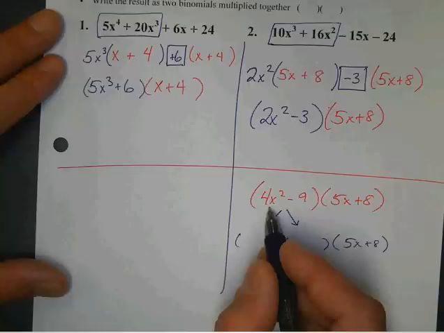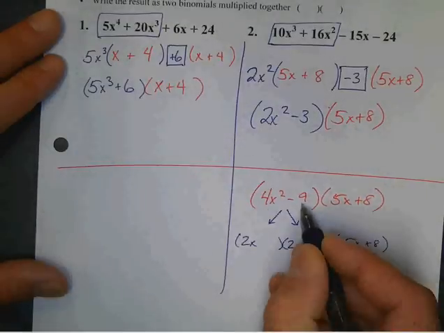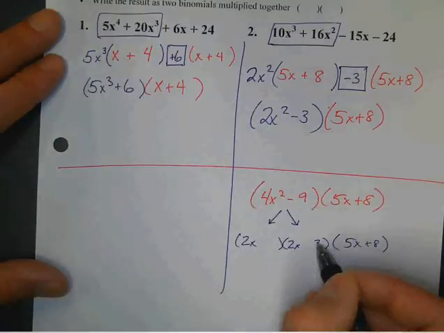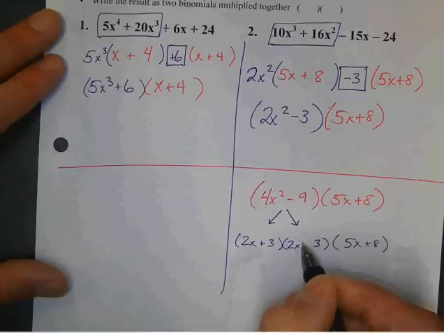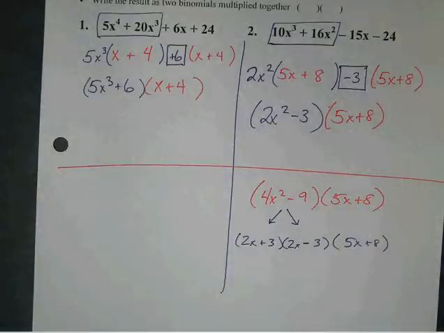What times itself is 4x squared? 2x and 2x. What times itself is 9? 3 and 3. And you remember how you put a plus and a minus there? Remember those are called conjugates? And so this would be called the completed factored form. This is partially factored.